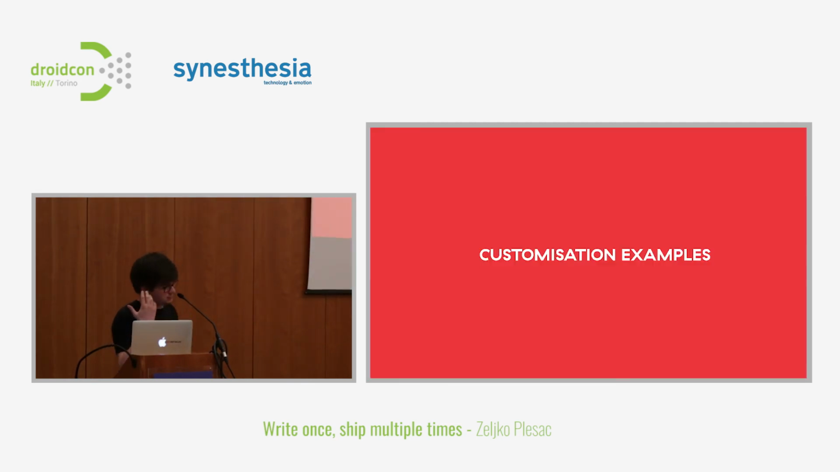OK, so enough talking. Let's take a look at some examples. OK, let's start with the simplest one. Let's say that we have a white label system. We have one application, one shared code, and we want to build 10 apps from them for that system. And we just want to customize colors and strings.